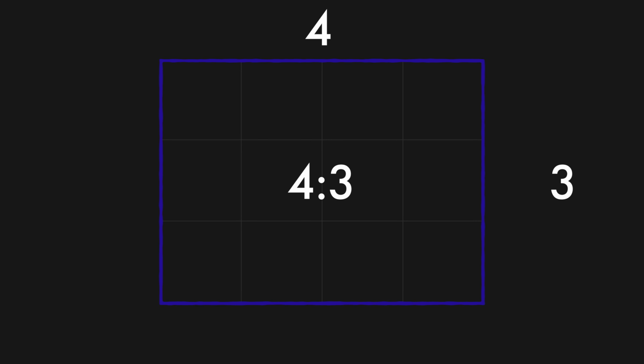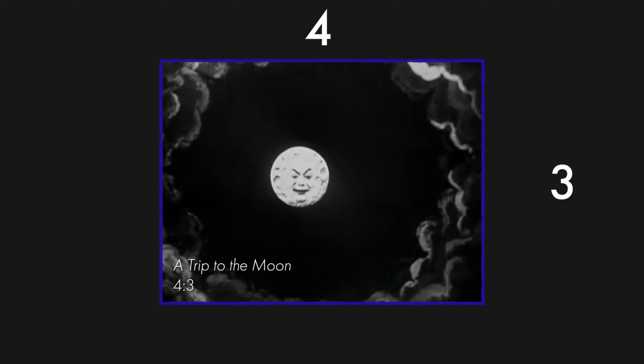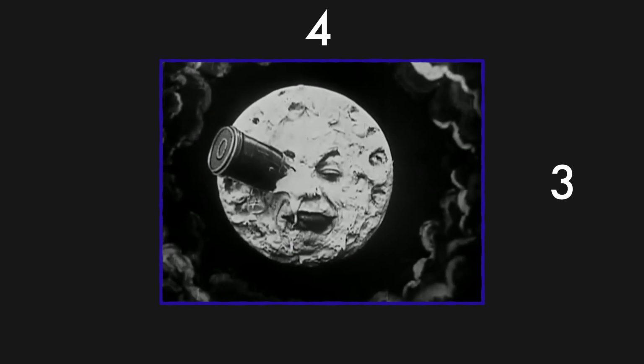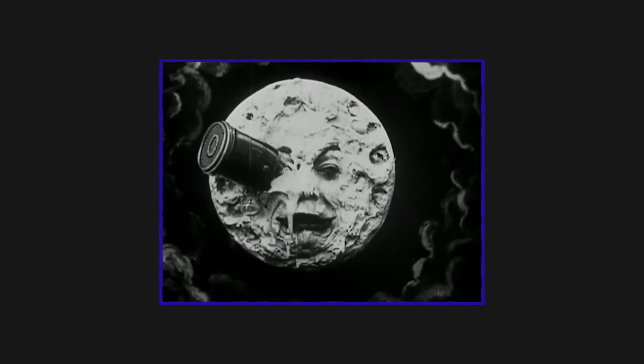One of these whole number ratios is 4:3, a ratio that has been around for a significant amount of time. It was first used for 35mm films in the silent era. This was standardized in the 1890s by William Dickson and Thomas Edison. Outside of movie theaters, television started to adopt the aspect ratio, with early CRTs using the ratio, although with certain limitations such as corners being cut off.